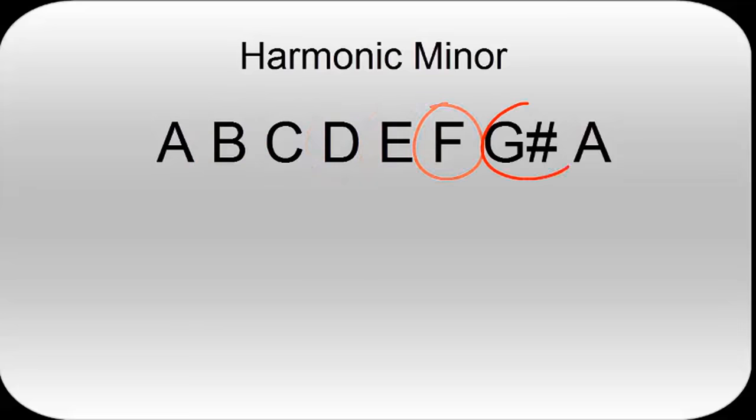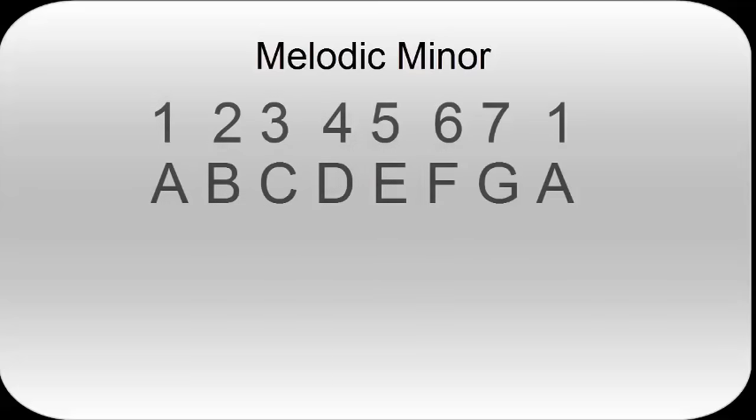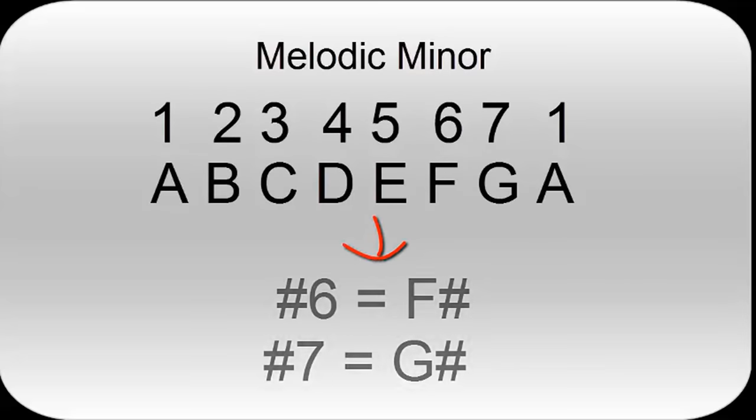Now let's take a listen to what is called the melodic minor scale. This one is a little bit different than the harmonic minor because it is different on the way up than the way down. First, on the way up, you're going to sharp the sixth scale degree and the seventh scale degree, giving us, in A minor, F sharp and G sharp.